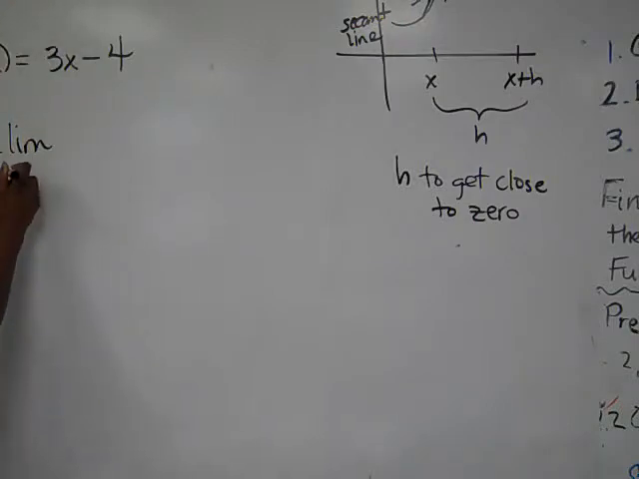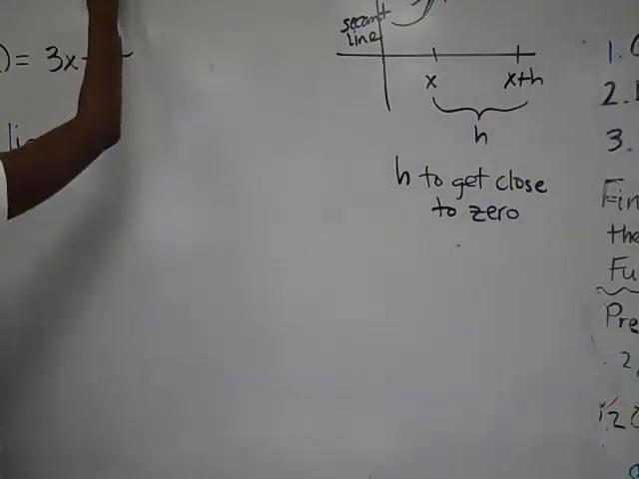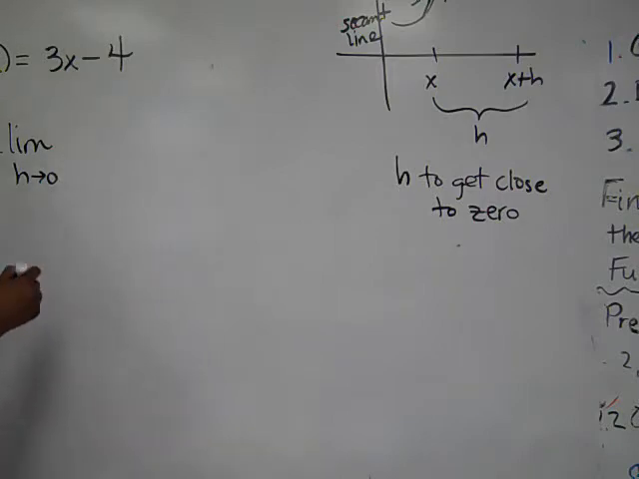The limit as h approaches 0. The first thing I want to do is figure out what is this. I have a function f of x. If I want to know f of x plus h, that means all of the x's in my function will get replaced with what? X plus h, the quantity x plus h. Are you with me? Yes.